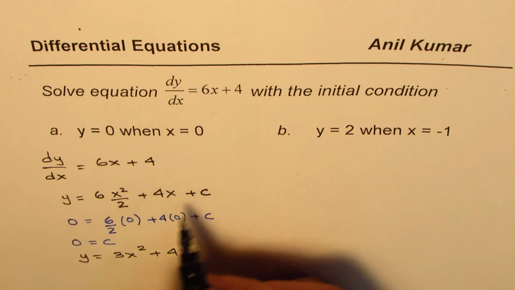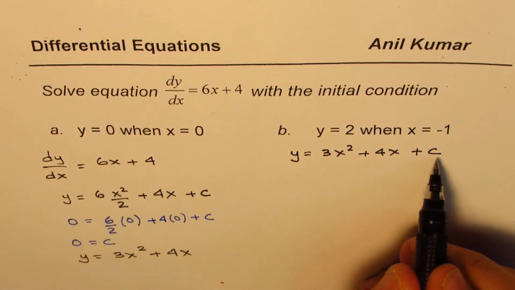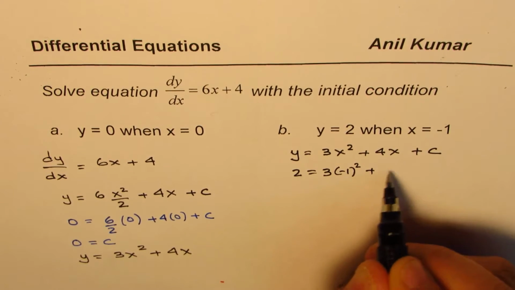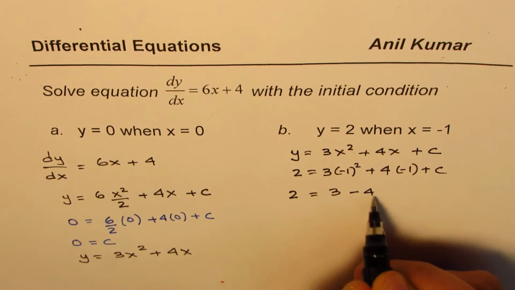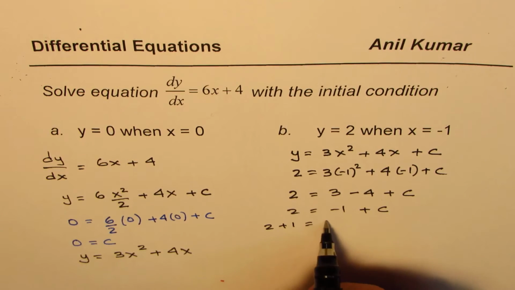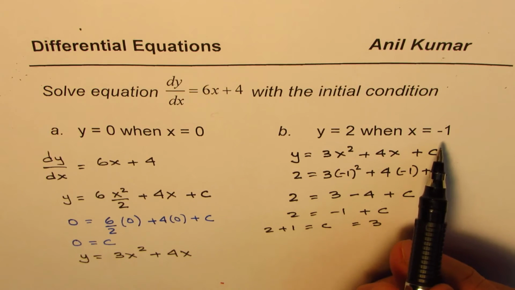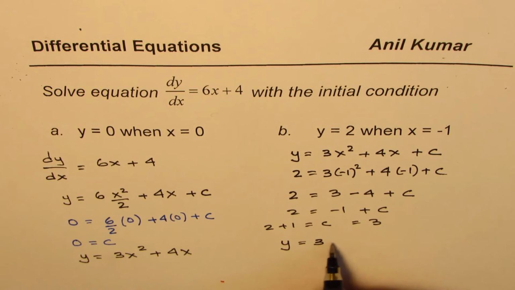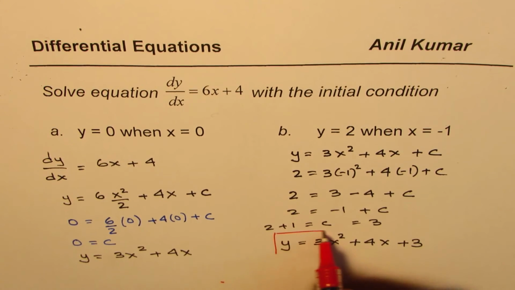So we found that the solution of this differential equation is y equals 3x squared plus 4x plus c. To find the value of c, we'll again substitute these values, 2 for y and minus 1 for x, right? And then calculate the value of c. So what we get here is 2 equals 3 minus 4 plus c, which is, you could do one more step here, minus 1 plus c, or 2 plus 1 equals c, which is indeed 3. Therefore, the solution of this differential equation with the given initial condition, y equals 2 when x equals minus 1, will be y equals 3x squared plus 4x plus 3, correct? So that becomes our solution for the given initial condition.